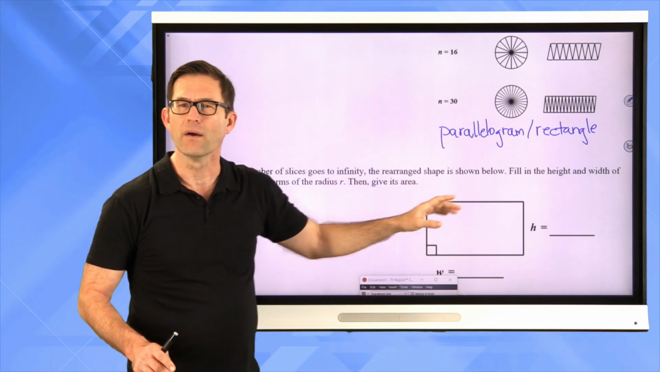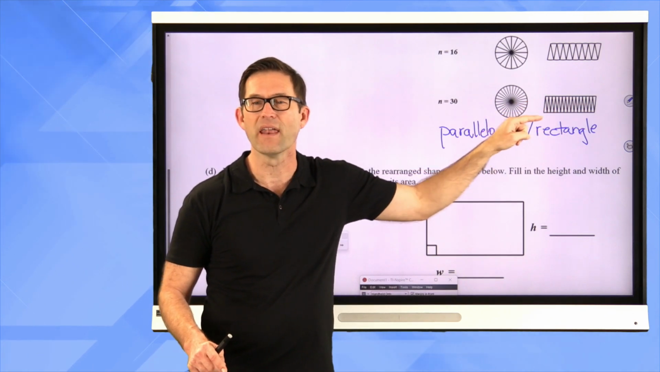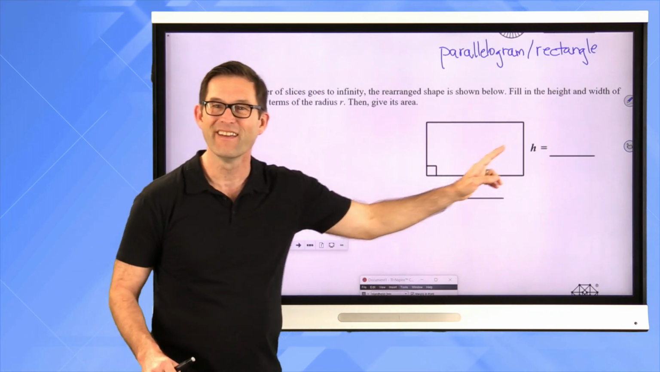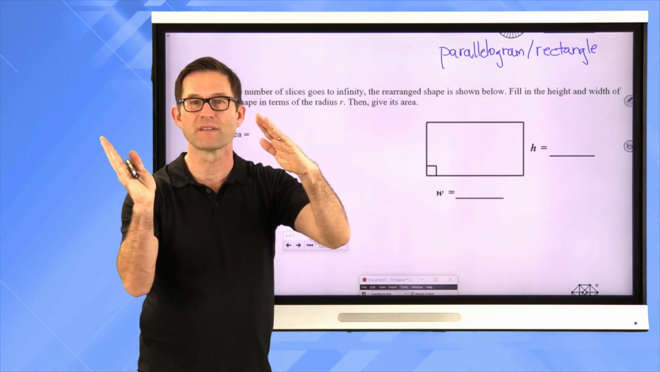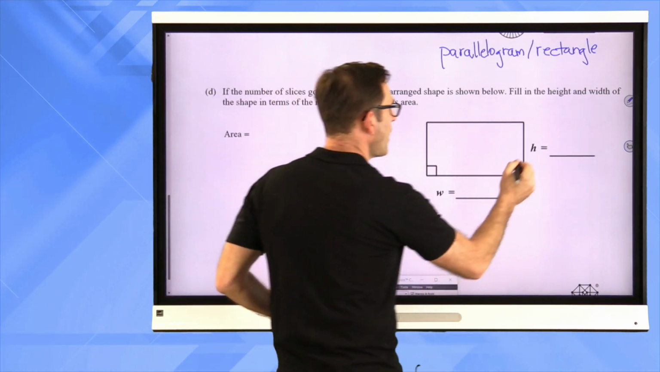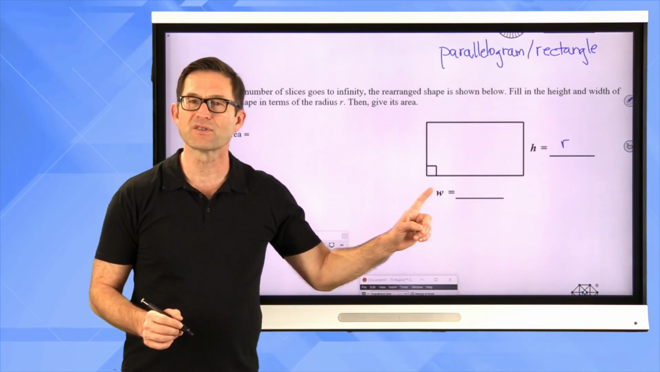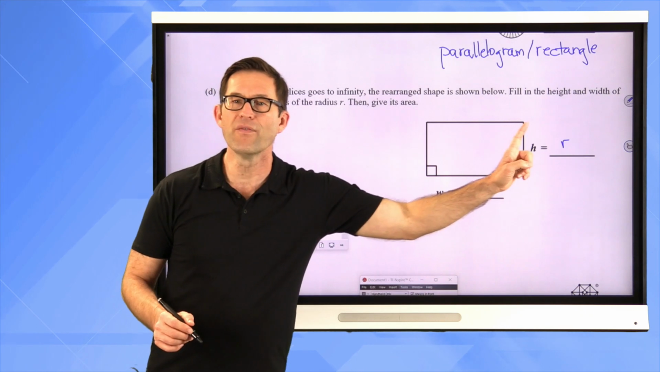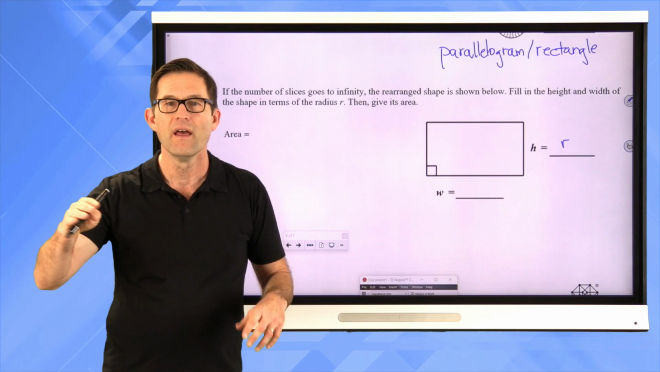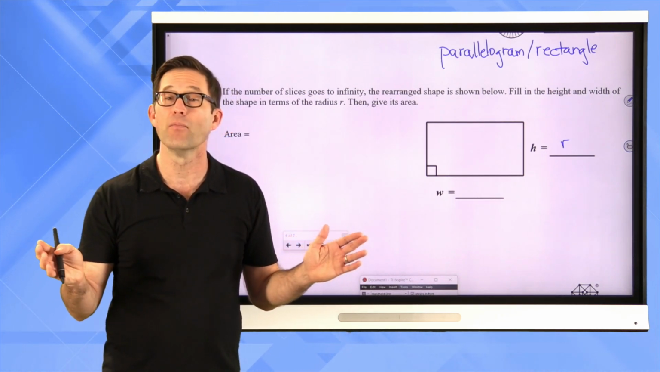Now, when that's happening, keep in mind that all of these slanted sides on the end are the radii. So what's going to happen is that as this thing keeps getting more and more like this, that height simply becomes the radius of the circle. The width is what's tougher. But keep in mind that all of this and all of this were those curved portions that became flatter and flatter as we chopped this thing up more and more.